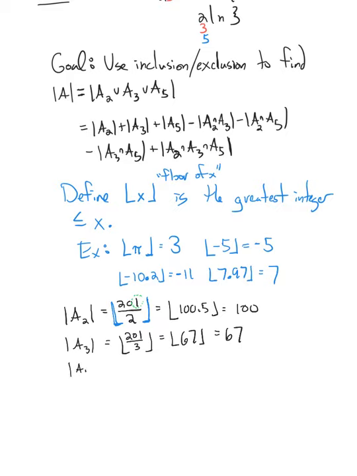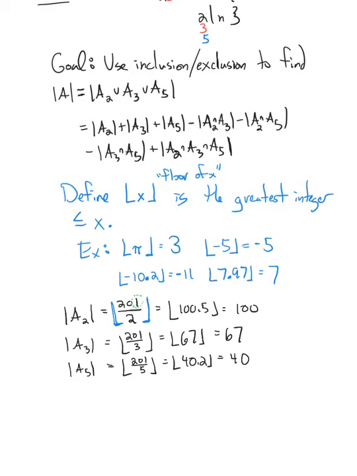A5, well, the floor of 201 divided by 5. Every fifth number gives us a multiple of 5, so something divisible by 5. So that gives us the floor of 40.2, which is, of course, 40.